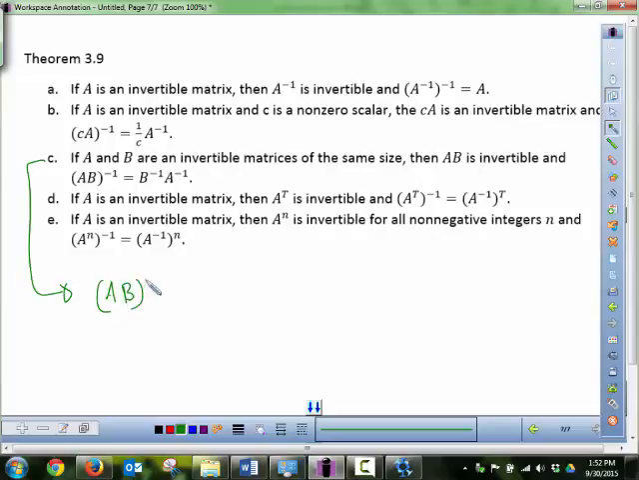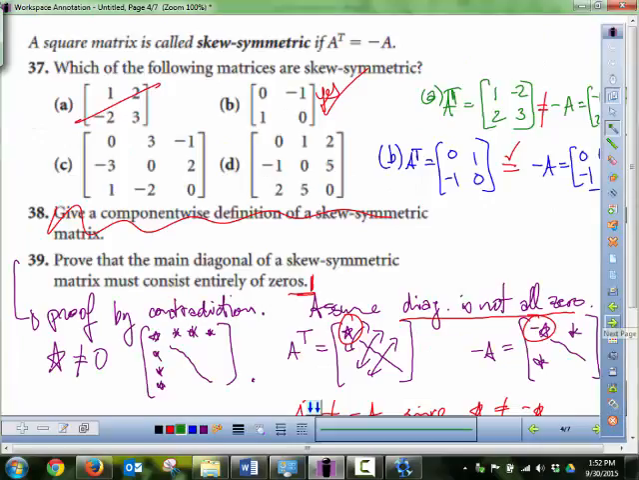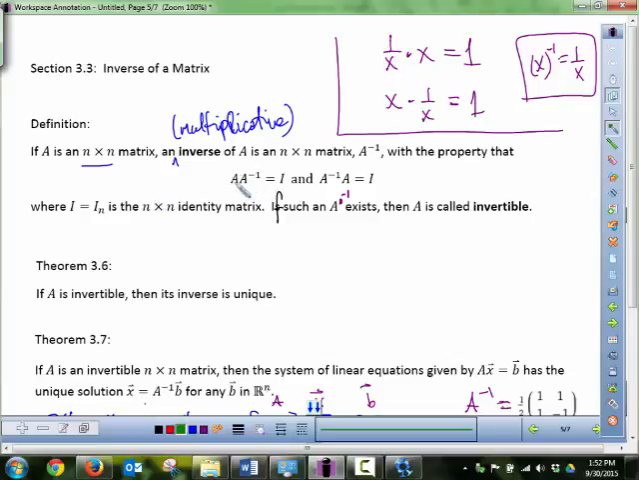(AB) inverse equals B inverse A inverse. So let's prove this. According to the definition of inverse, if we multiply A times A inverse, we should get I, and vice versa. Usually when we're proving things, we don't have enough properties or theorems associated with it yet, so we always refer back to the definition. This is how inverse is defined.